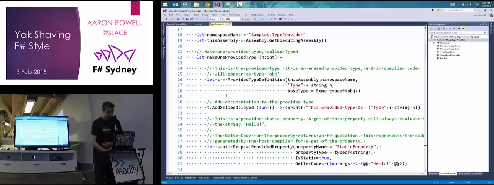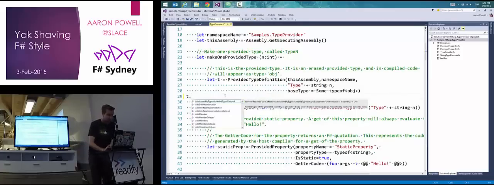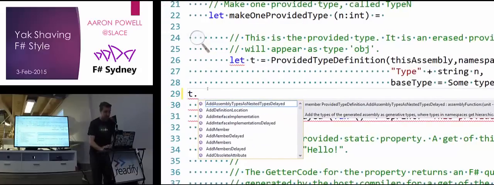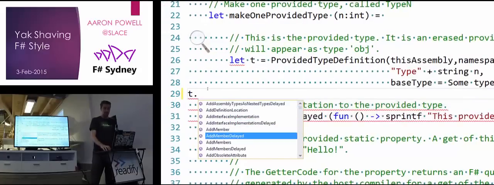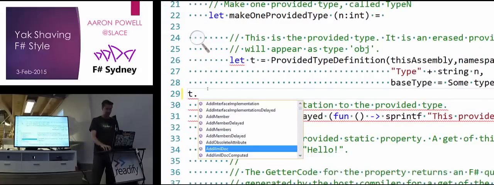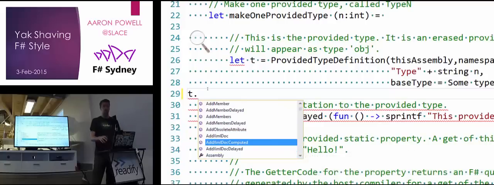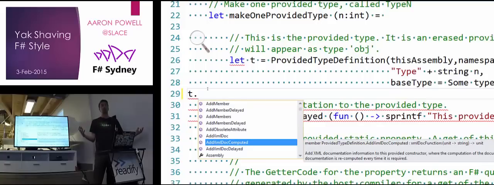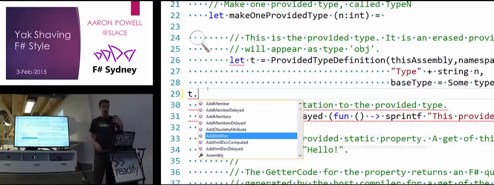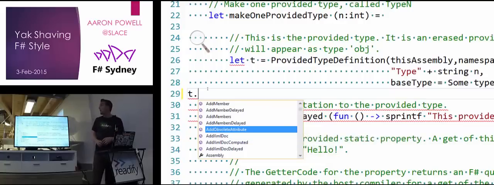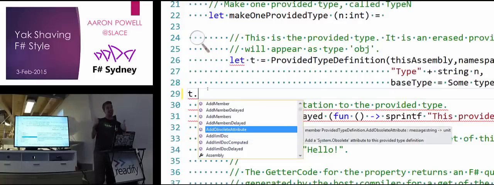So our T that we get back is the type definition. From the type definition, we have a whole bunch of different things that we can do. We can add members to it. I'm not quite sure the difference between add member and add member delayed. We can add multiple members. So if you're generating a sequence of members, you might want to add multiples at the same time. You can add XML documents. You can generate your new type that is immediately obsoleted.